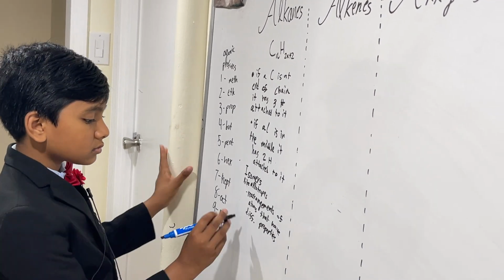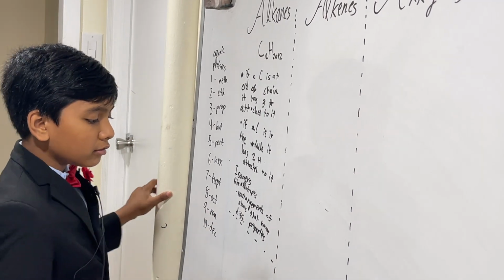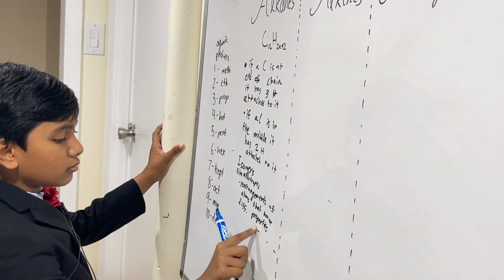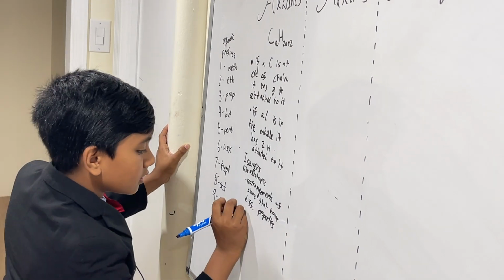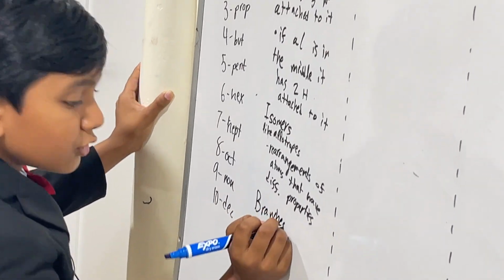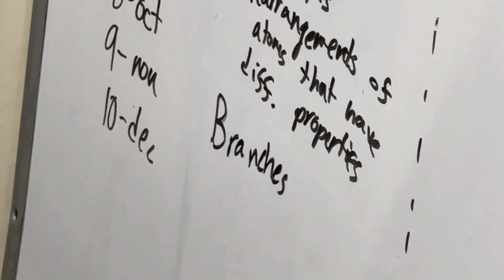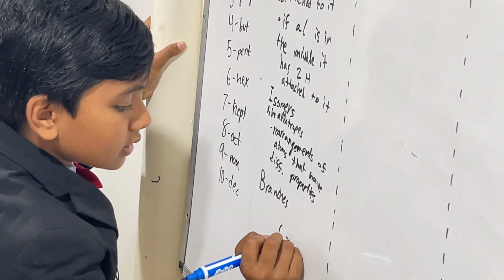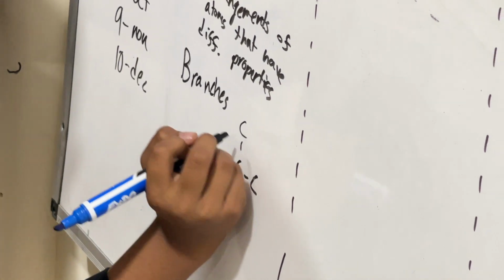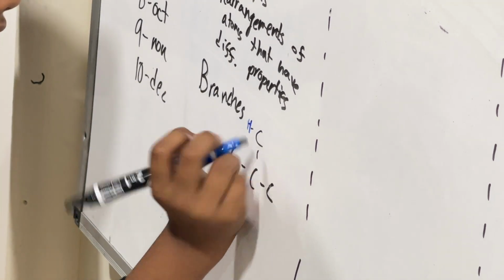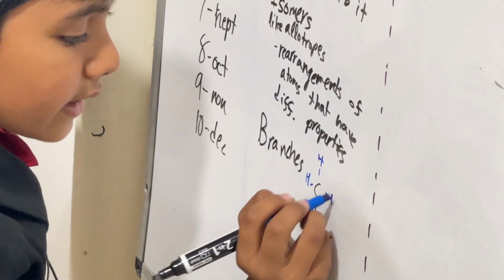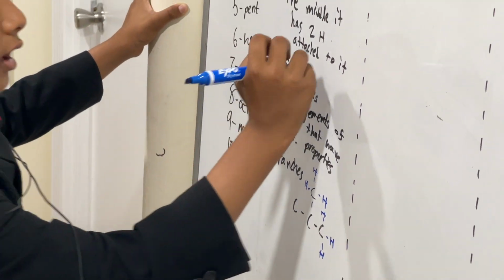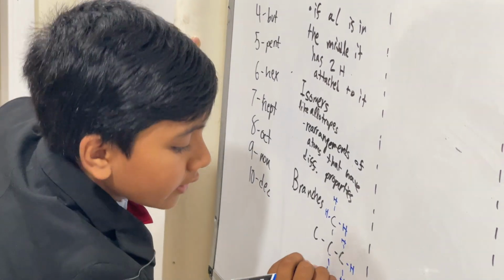So now, what are these branches? Well, let's say that you have something like this. So, C, H, and I'm just going to draw all the other hydrogen bonds. Oh yeah, and I forgot. I'm going to add one additional rule.